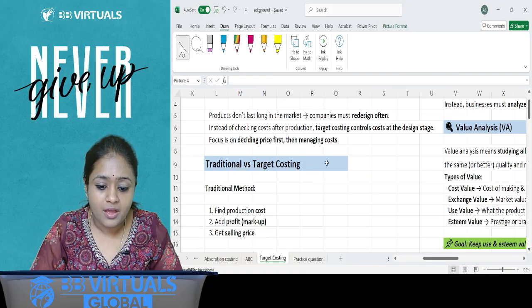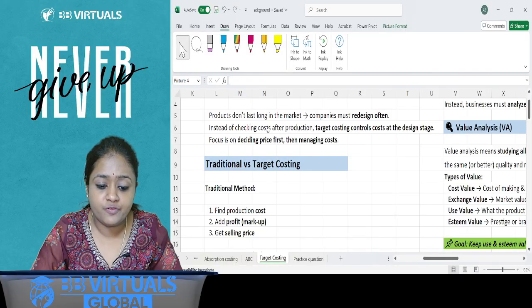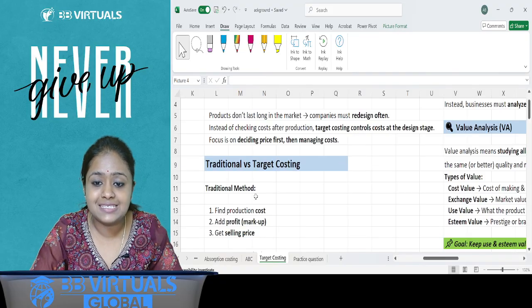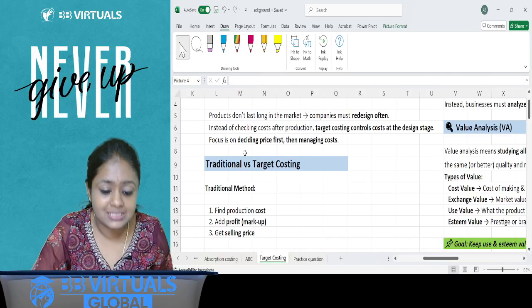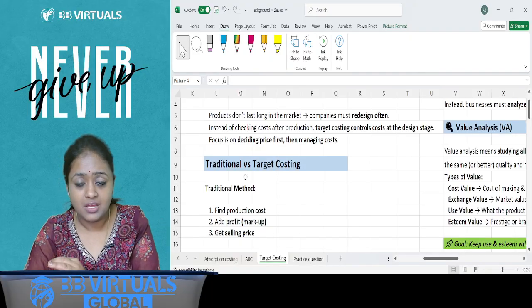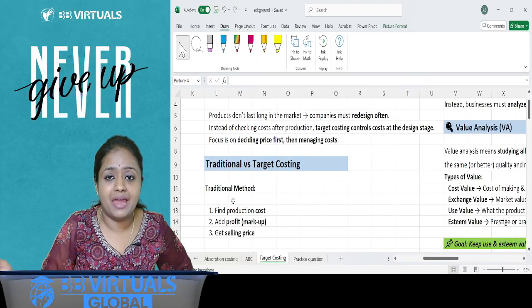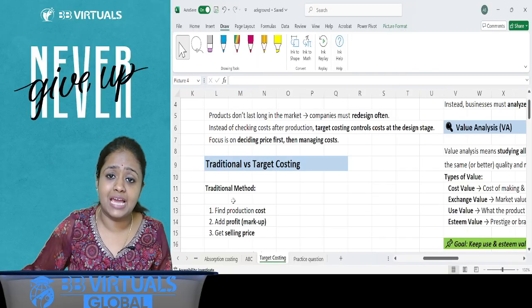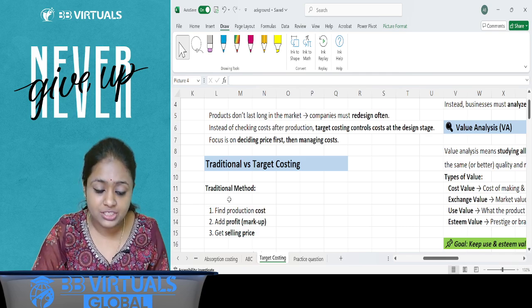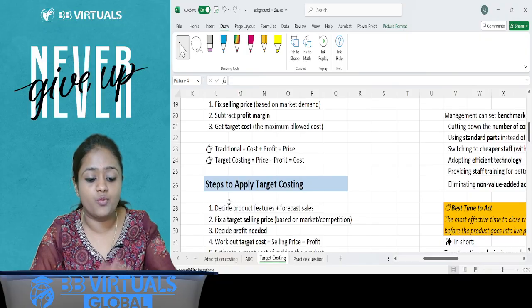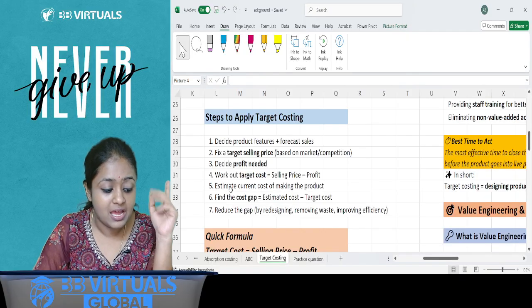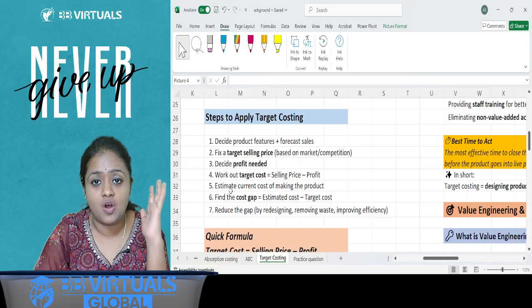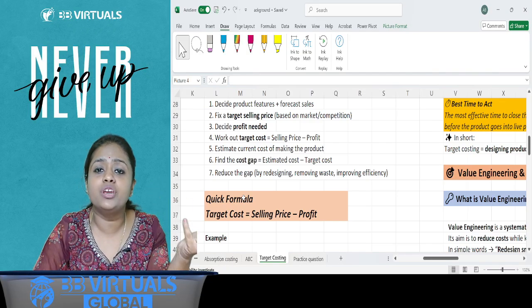Okay, so now remember always that instead of checking cost after production, target cost control starts at the design stage only. Focus is on deciding the price first, then managing the cost. Focus is not on directly managing the cost, but on deciding the pricing first. Traditional method, target cost, now we know absolutely clearly about it. But one thing which is your focus area, you have to reduce the cost gap. Okay, how would you reduce it?